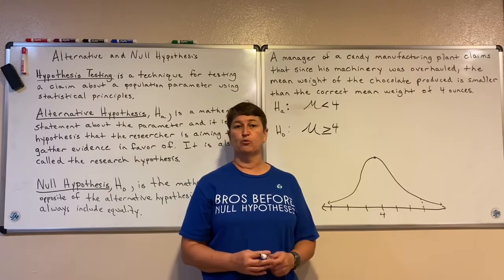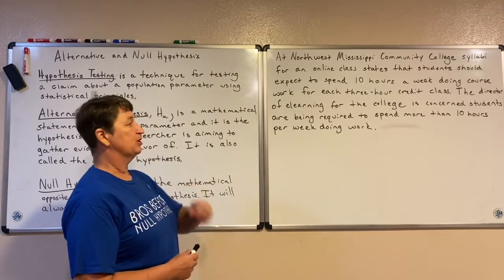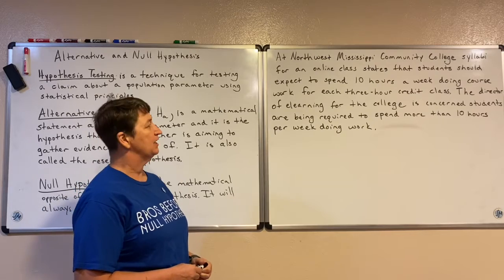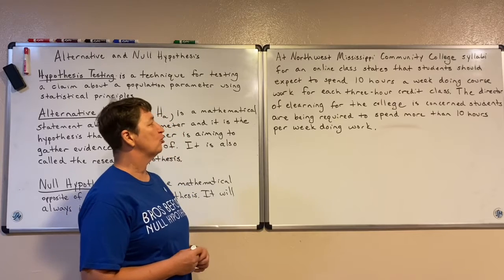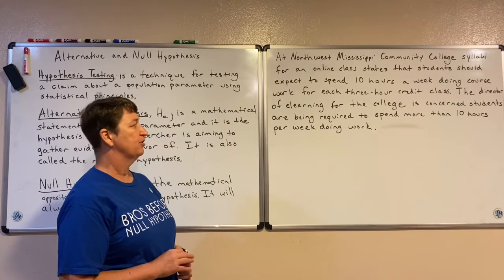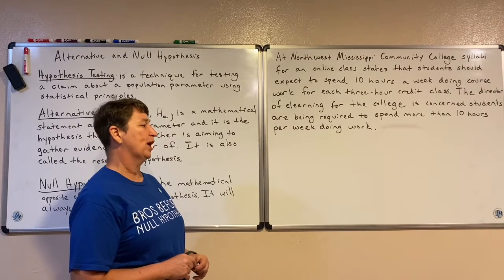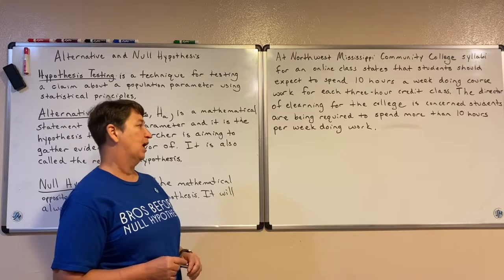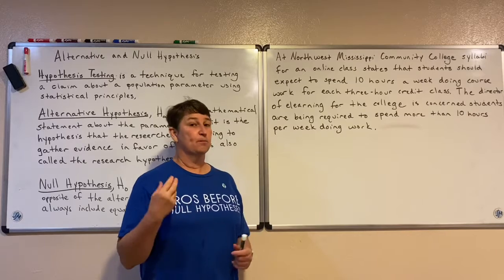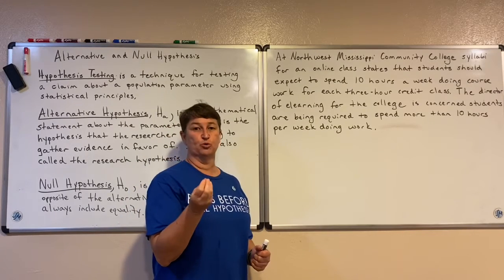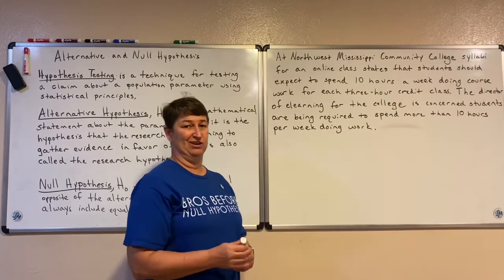Let's do another example where we find that alternative and null hypothesis. So here at Northwest Mississippi Community College, syllabi for an online class state that students should expect to spend 10 hours a week doing coursework for each 3-hour credit class. The director of e-learning for the college is concerned students are being required to spend more than 10 hours per week doing work. So here the syllabus says that the mean is supposed to be 10 hours per week, but the e-learning director thinks that it is more than 10 hours.